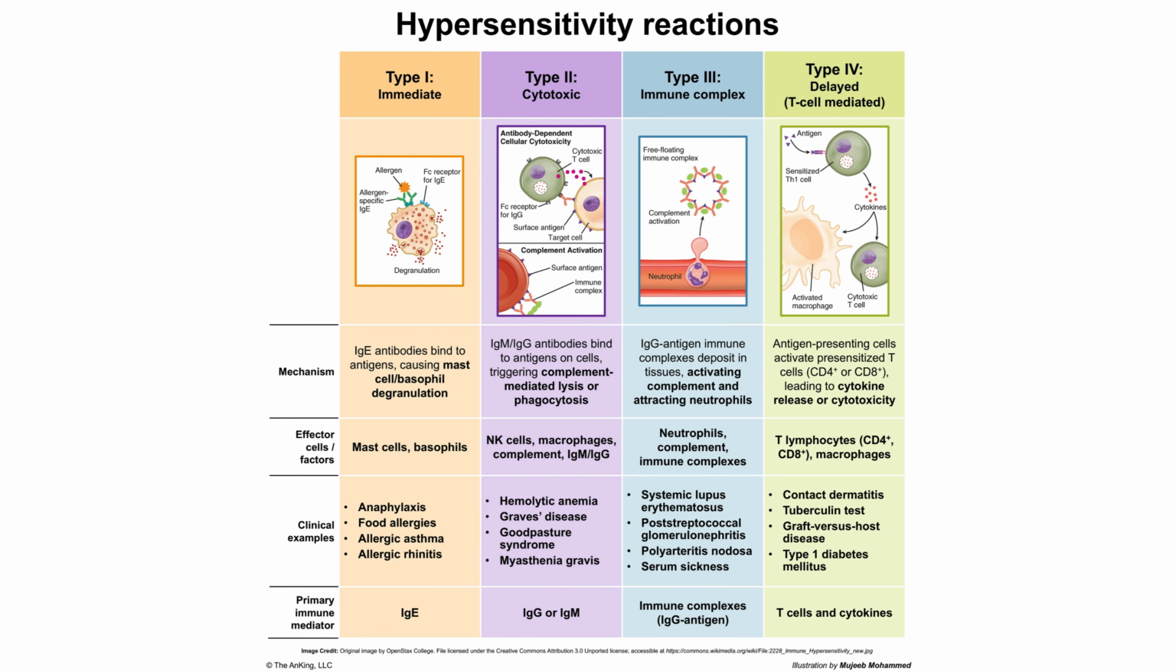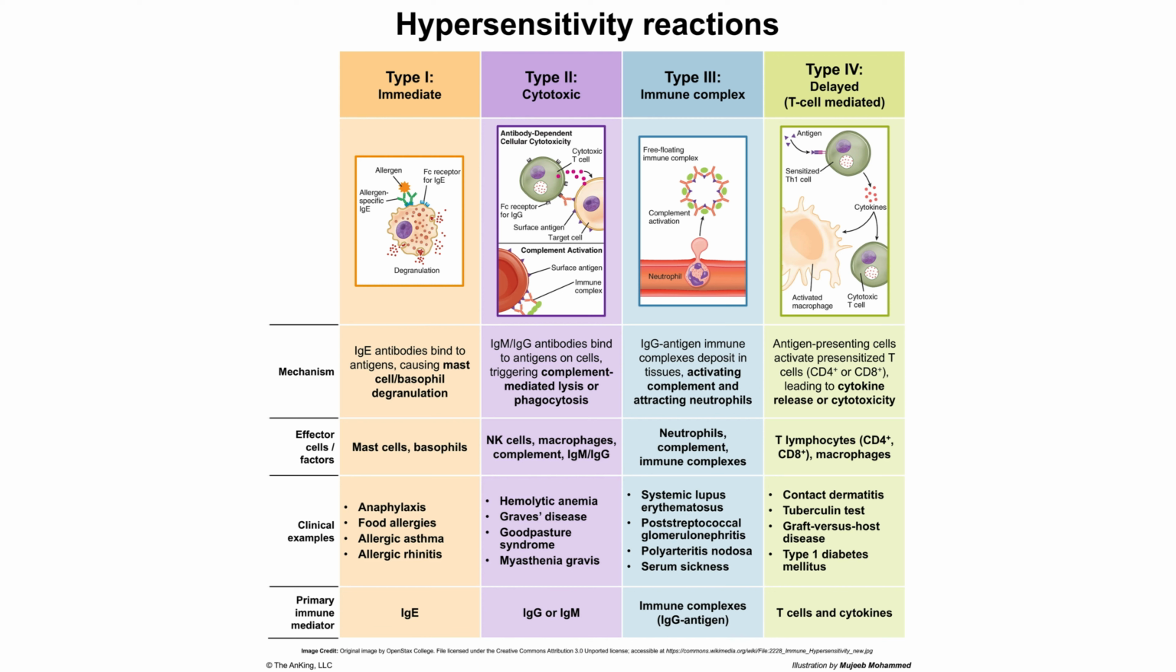Examples include contact dermatitis from poison ivy, the tuberculin skin test, PPD test, and autoimmune diseases like type 1 diabetes. A simple way to remember type 4 is 4 equals fourth and final delayed T cell response.